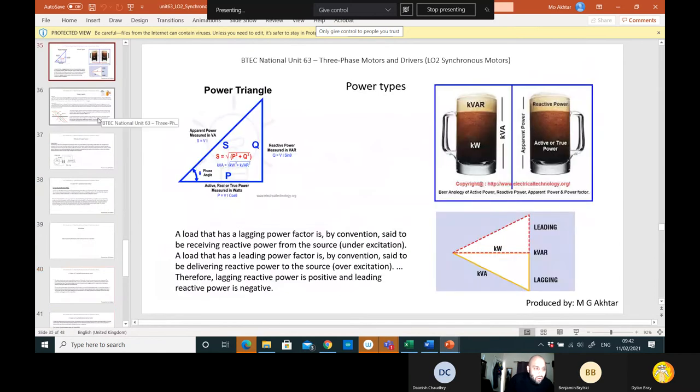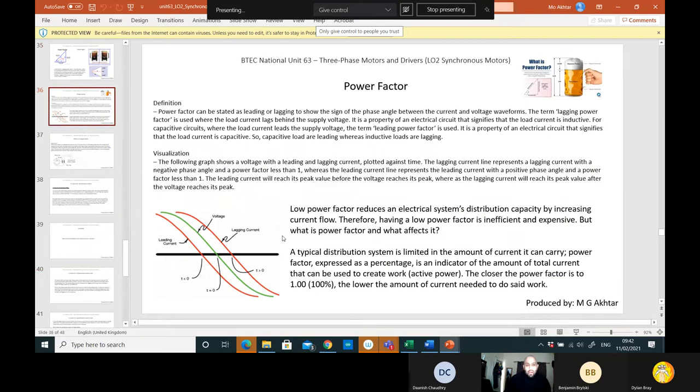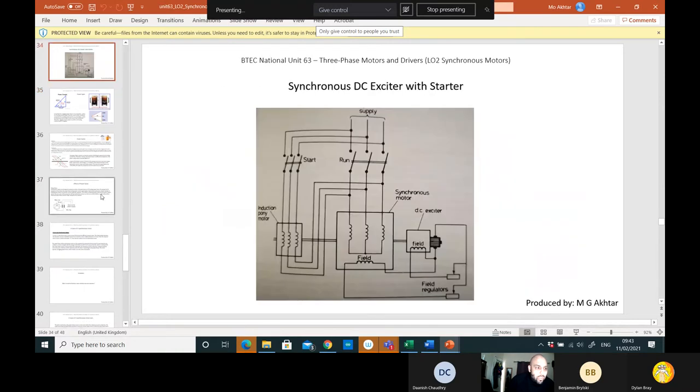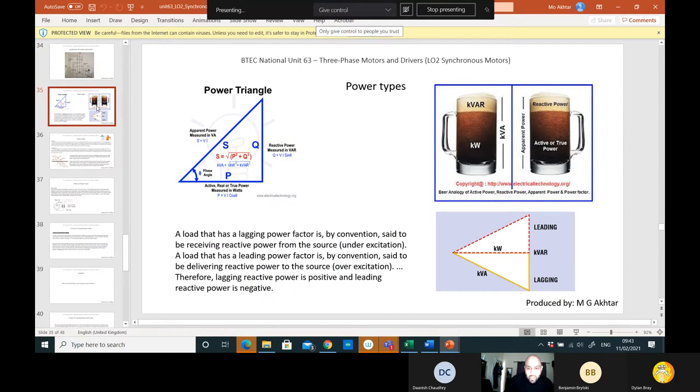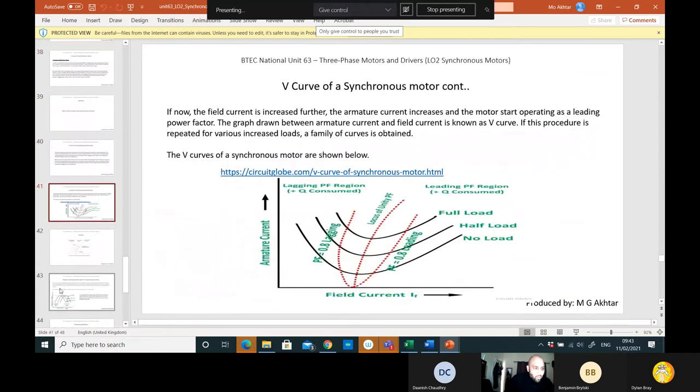So you can read about this. It gives you a lot of information about power factor, and we talked about lagging and leading. How does power factor increase or decrease? It's all to do with the voltage and the current. Normally the voltage and current waveforms happen together, but in motors and quite a lot of machines, the voltage and the current do not happen at the same time. If the current appears before the voltage, it's called leading current, so you get a leading power factor. If the current happens after the voltage, you get a lagging power factor. This is just terminology. You can read this in a bit more detail. Now, what you've got with the V curves is this.